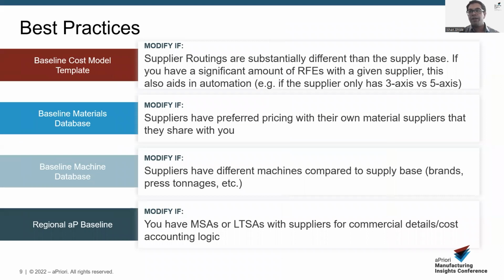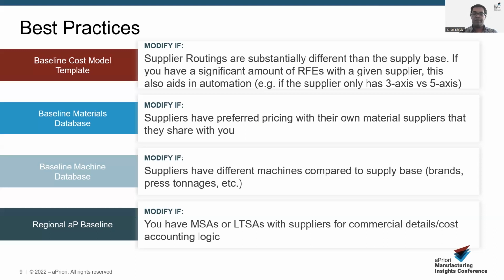Here are some very high-level suggestions or decision criteria for what to update and why. The cost model template updates would typically be reserved for situations where supplier routings are substantially different than the supply base. You may also want to explore this if you do a significant amount of business with any given supplier, to truly represent their facilities. And customizations to the cost model template also help with automation. So if a supplier doesn't have 5-axis milling capabilities, you can choose to remove it as an option in that particular supplier digital factory, but preserve it in your gold standard digital factory for those suppliers who do have those capabilities.